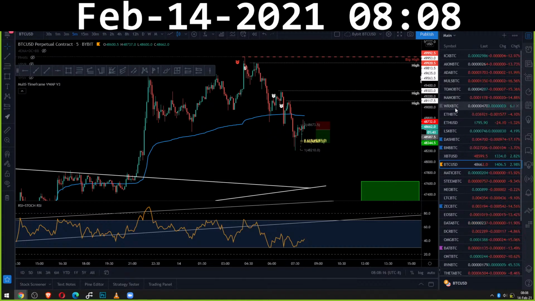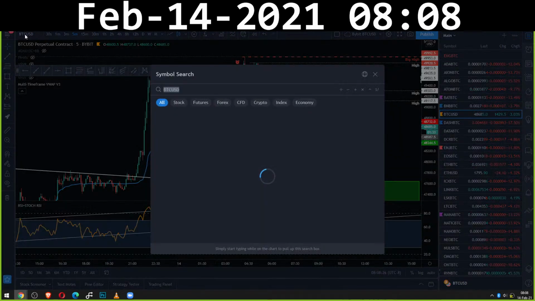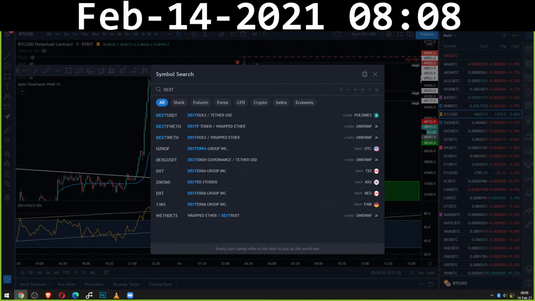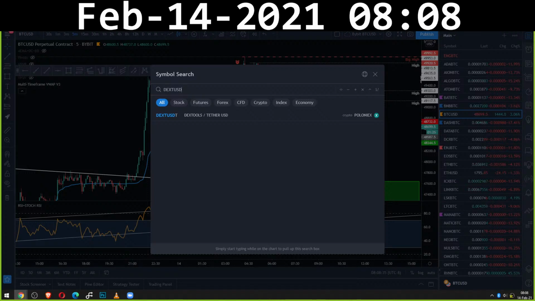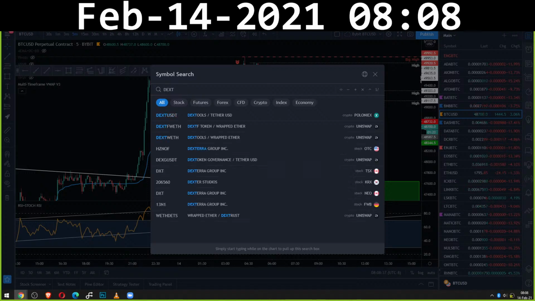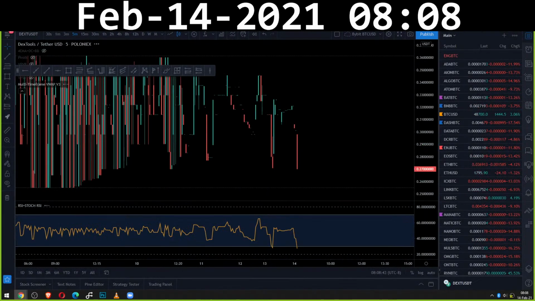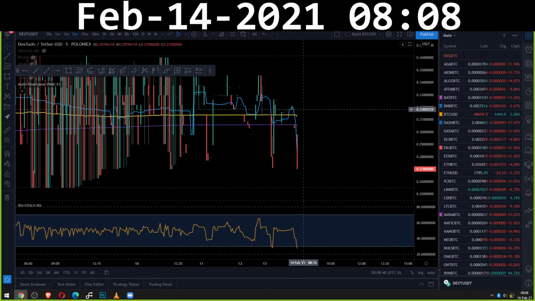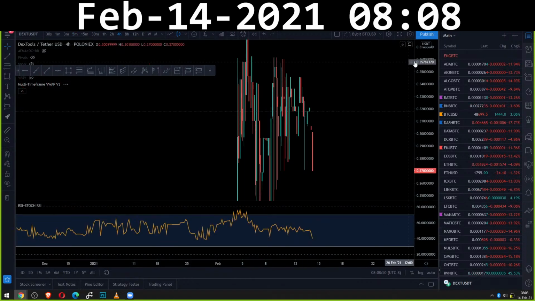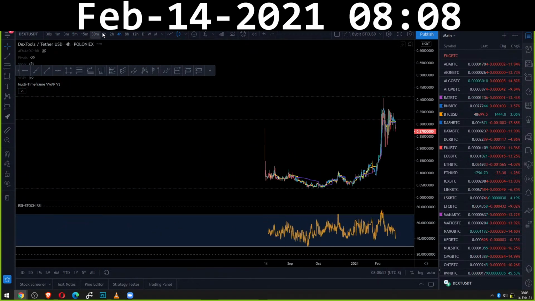Do we have Dex on here? No, I don't have Dex, so I guess I gotta look that up. Dex USD. What? Oh, DXT USD. Is this it? All I see is Dex USDT Tether on Poly, whatever this is called. What is your opinion on Dex? Is this? I hope this is a coin.